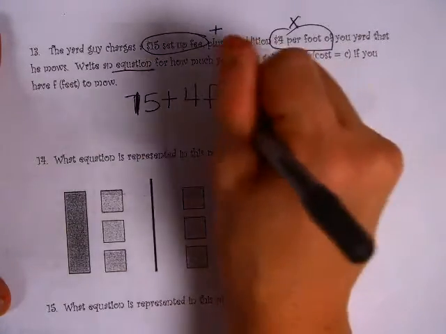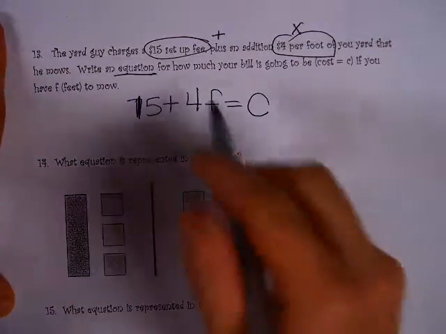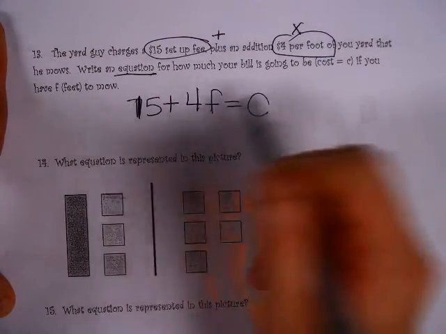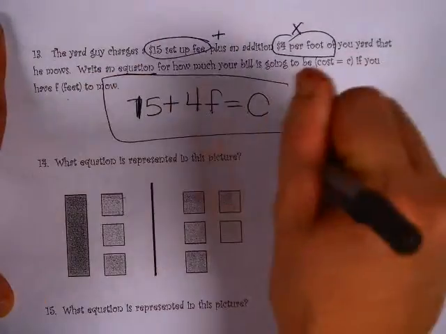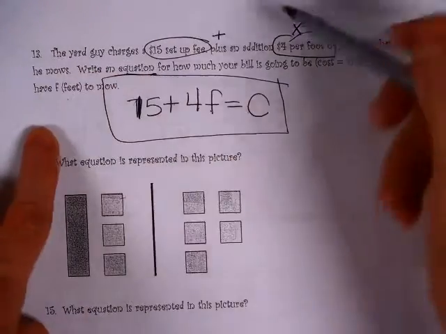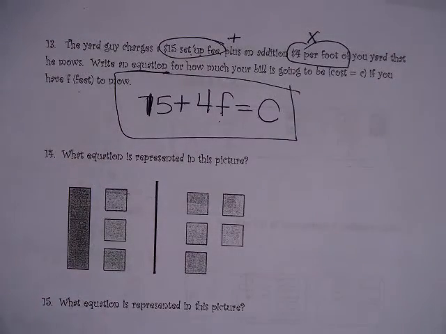But it asks for an equation. So it wants the equation for C, cost. We've already done the feet. And so now we just have to figure out the cost. That's all they want. They want to see if you can translate the words into an equation. That's the big part of this test. The majority of the questions are like this.